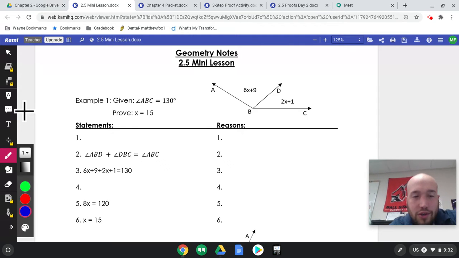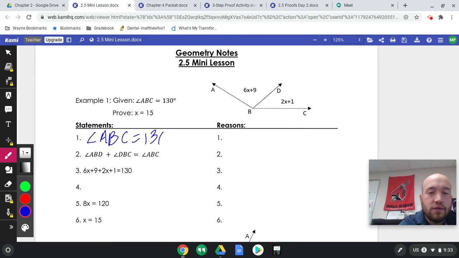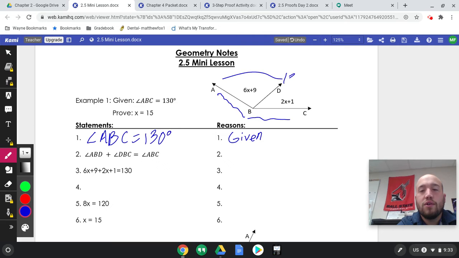So this first one, notice it tells us that angle ABC is equal to 130 degrees, and we know our reason for that is going to be the given. Now, anytime they tell us something, I'd like us to add it to our picture. So A to B to C, that's the big angle, so this is 130.